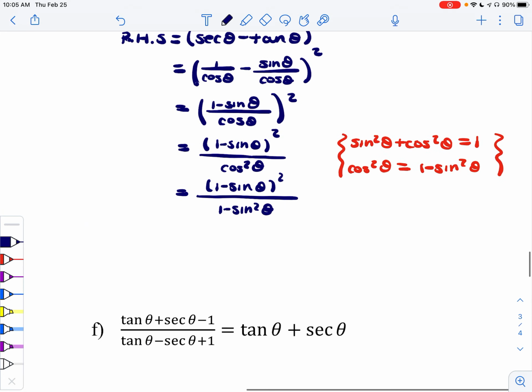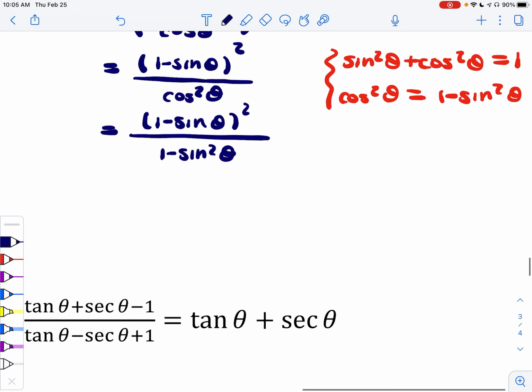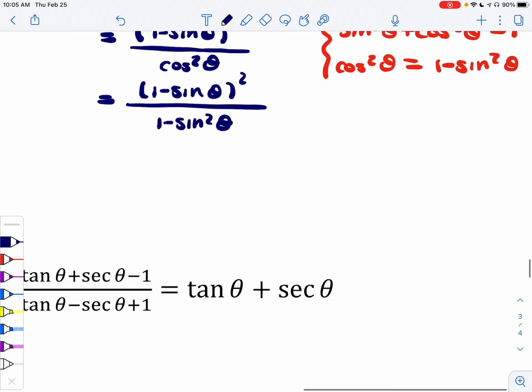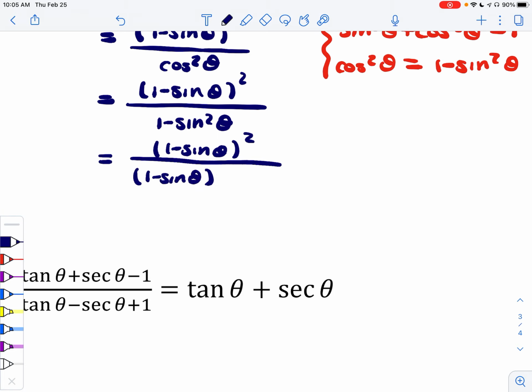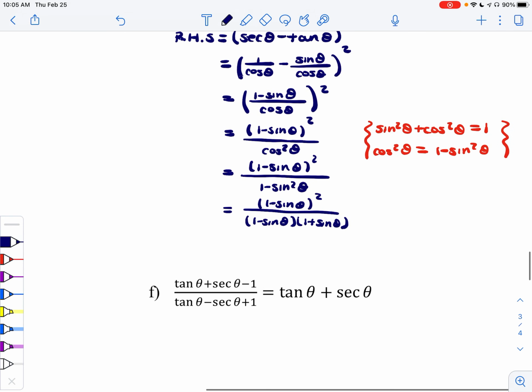Okay. Now, like we've talked about before, 1 minus sine squared is now a difference of squares. So I'm going to go ahead and factor that. It's going to be 1 minus sine times 1 plus sine. Okay. Now, the reason that I thought to factor this is because I knew that when I factored my difference of squares, I would get that 1 minus sine, which would cancel with one of the 1 minus sines in the numerator. So I was sort of thinking ahead to, well, what if I did factor it? Would it help me simplify in the next step?